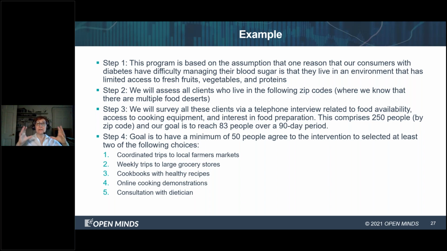In other words, they had 250 people in their sample. They wanted to reach 83 people to ask them if they would participate. And then their goal was to get 50 of those 83 people to say yes and to agree to choosing 2 of these 5 potential options to address lack of access to fresh fruits, vegetables, and proteins.